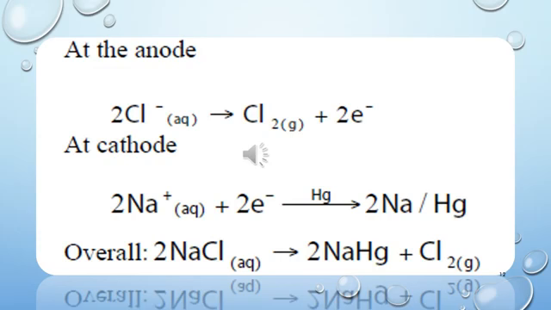The first one is at the anode, where chloride is converted into chlorine gas. At the cathode, sodium ion is converted into sodium mercury amalgam, because that sodium is dissolved in mercury, and that sodium mercury amalgam is then converted into sodium and mercury. The overall reaction is given below, in which NaCl is directly converted into sodium mercury amalgam and chlorine gas.